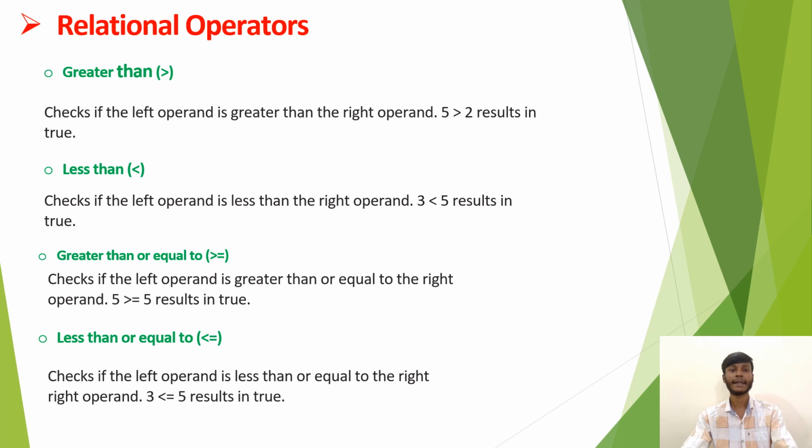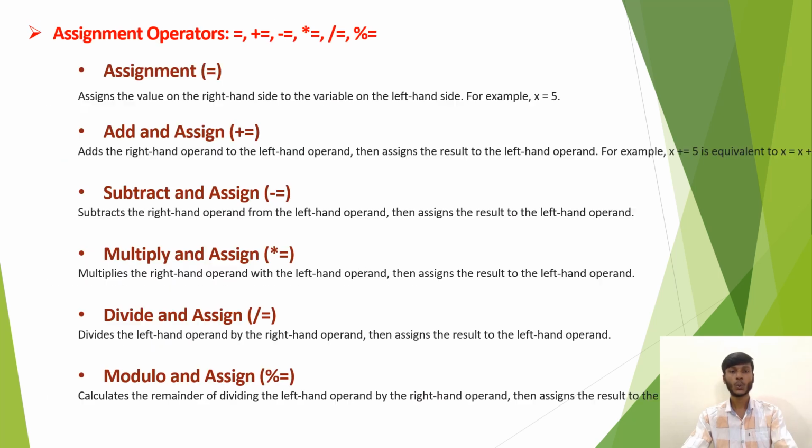Relational operators. Greater than checks if the left operand is greater than the right operand: 5 greater than 2 results in true. Less than checks if the left operand is less than the right operand: 3 less than 5 results in true. Greater than or equal to checks if the left operand is greater than or equal to the right operand: 5 greater than or equal to 5 results in true. Less than or equal to checks if the left operand is less than or equal to the right operand: 3 less than or equal to 5 results in true.